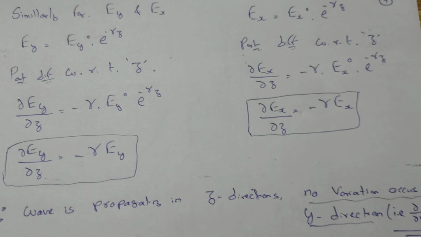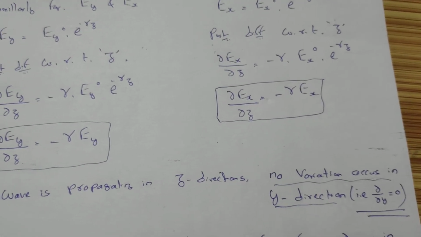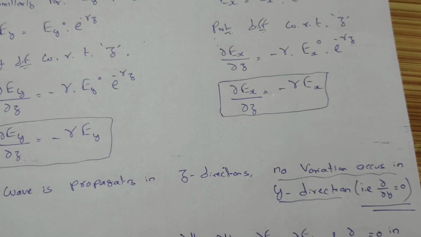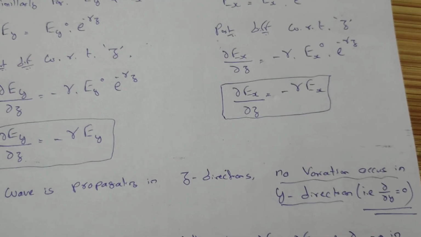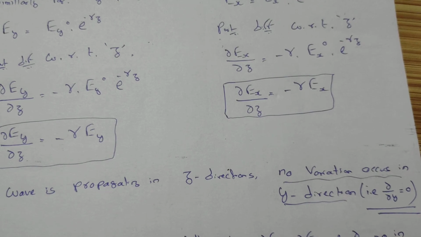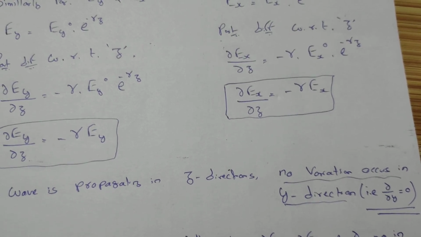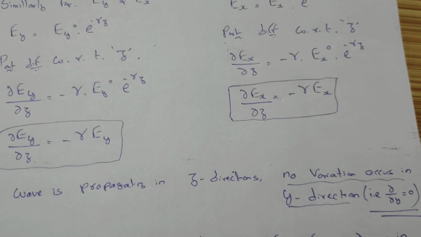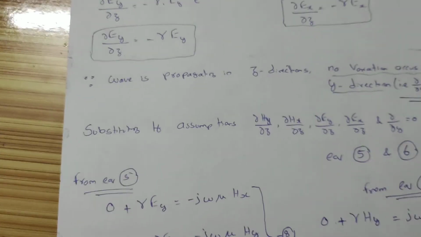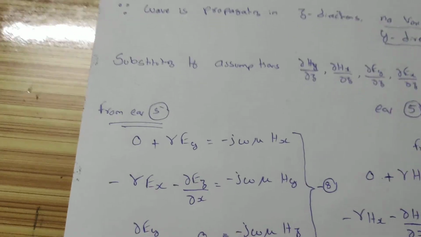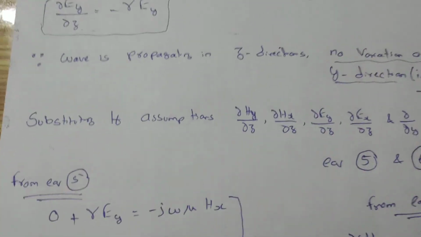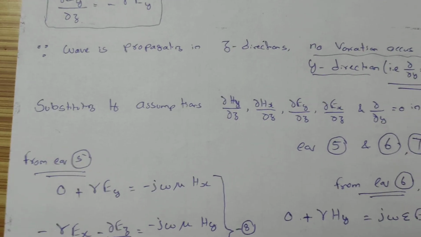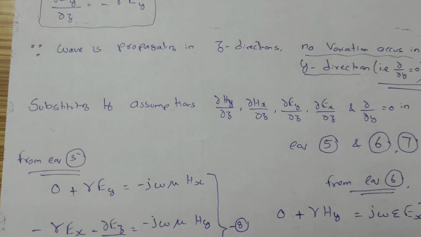And one more assumption we need to make is that the wave is propagating in the z direction, so no variation occurs in the y direction, that is the variation in terms of dou by dou y will be simply assumed as 0. Okay, now substituting all the assumptions we derived. So we derived here all the above four components, now substituting them in the above equations.